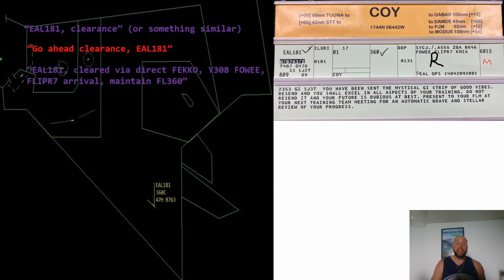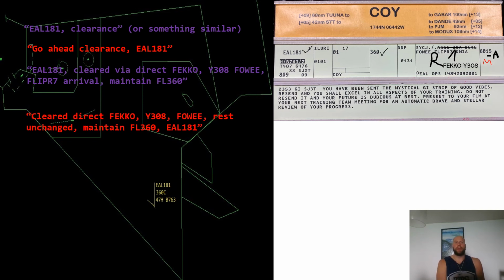Eastern 181, cleared via direct FECO, Yankee 308 FAWI, Flipper 7 arrival, maintain flight level 360. Look at that, the D and the A, wonderfully stated. We crossed out the initial route segment. We put our caret in there, and we put in the route segment that we want them to fly now. Offset it for the B or A side to put in, and we get the read back. Clear direct FECO, Yankee 308 FAWI, rest unchanged, maintain flight level 360, Eastern 181. Well done, perfectly stated. Could not have said anything better myself. Really good job with that. That's the way you say it.